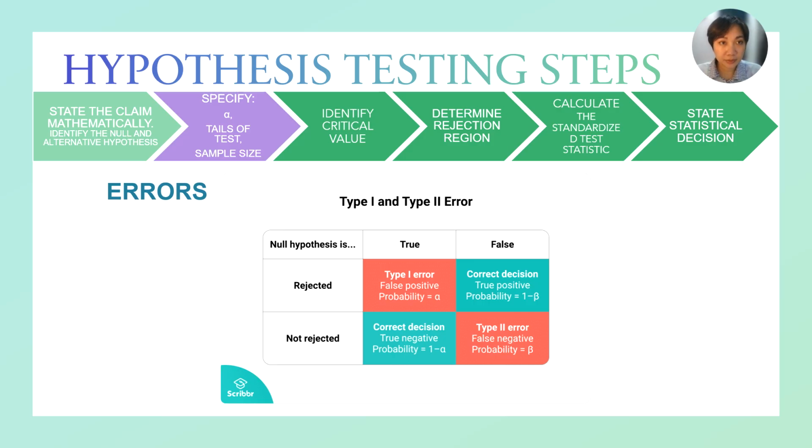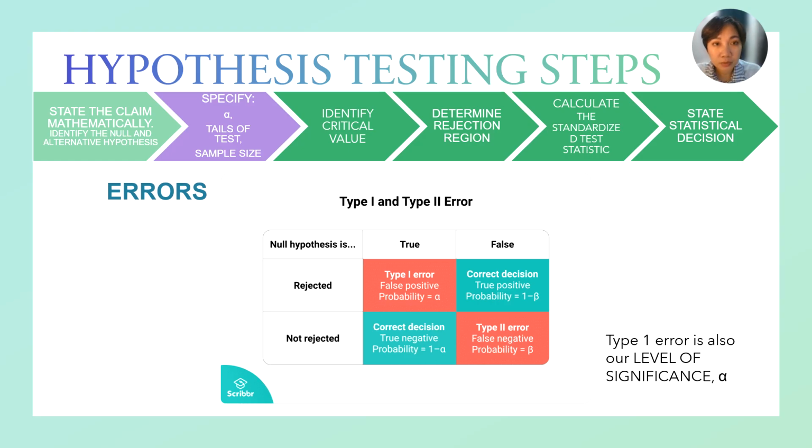Now look at this table. If the null hypothesis is true and we happen to reject it, the error is called type 1 error, that is false positive. If the null hypothesis is false and we did not reject it, that error is called type 2 error, that is false negative.